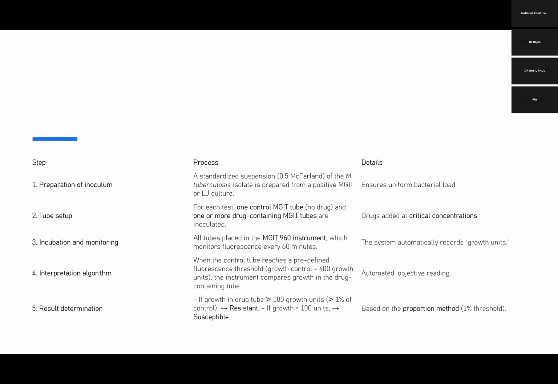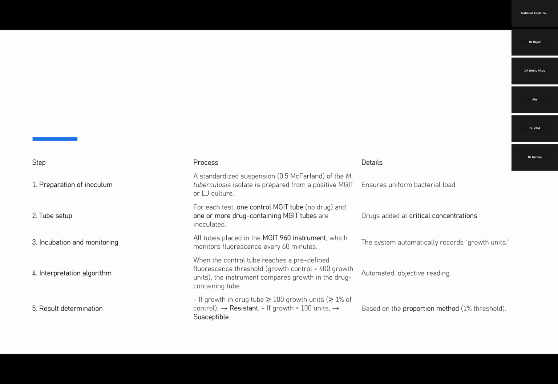So what is the stepwise procedure for this? First, you prepare the inoculum, a standard suspension of 0.5 McFarland of the mycobacteria from a positive MGIT or LJ culture, preferably the MGIT. Then how do you set up the tubes? For each test, one control MGIT tube in which you do not put the drug, and one or more drug-containing MGIT tubes are inoculated. So you use this to inoculate one tube which has no drug in it, and one or more tubes which have the drug.